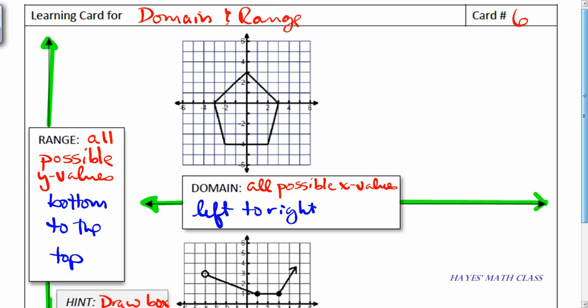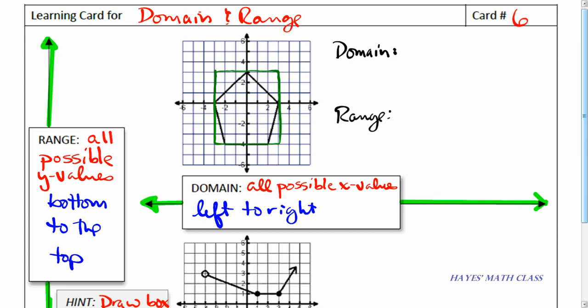So when I say draw a box, I'm going to ask you to find the domain. We're also going to find the range. So when I say put a box around it, you're going to draw a box in both the x and the y direction. You're not going to try to maximize the space here or anything. You're going to just draw a box that would fit the entire graph and touch it at the leftmost, right, top, and bottom.